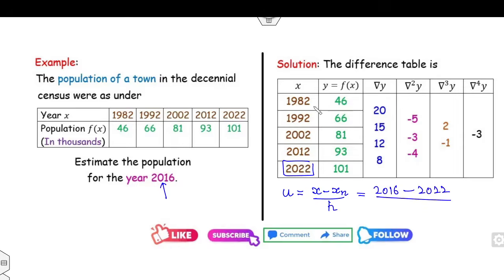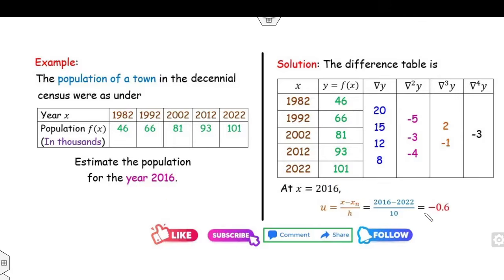2022 divided by h, the difference is my 10. So what is the value of the h? This will be my minus 6, 0.6 is the right answer. Now we have up to the del 4.